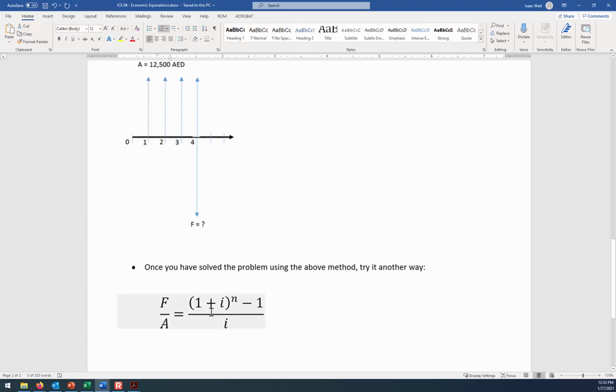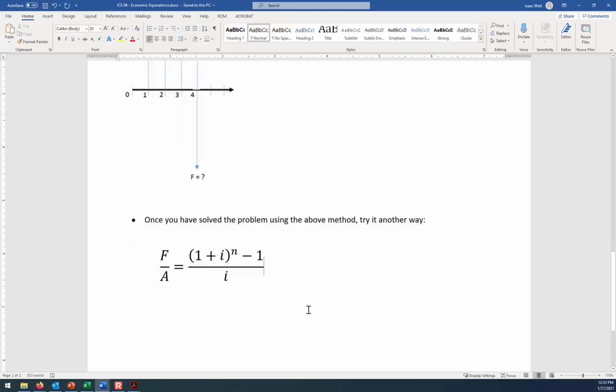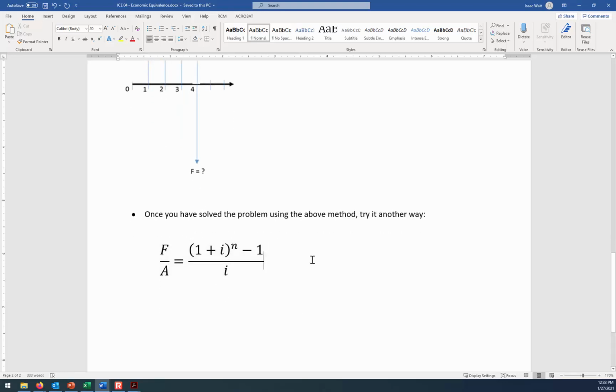And then there's this other approach. It looks slightly different on your page. If you've printed out the in-class exercises, the formula that's on your page isn't as obvious that what you're looking at is a ratio. So another way to calculate F is F equals A times the right-hand side of this equation. So try it out the other way.